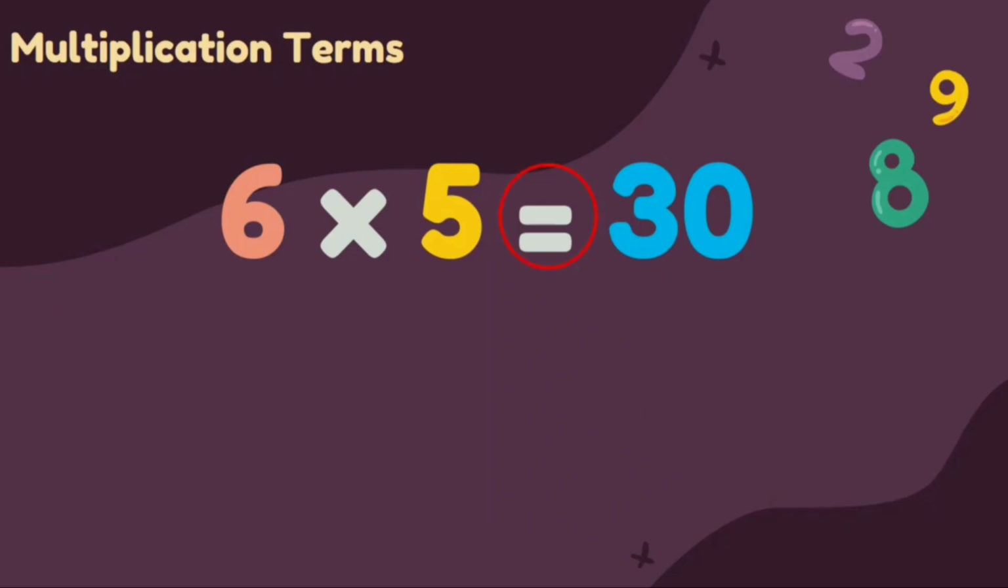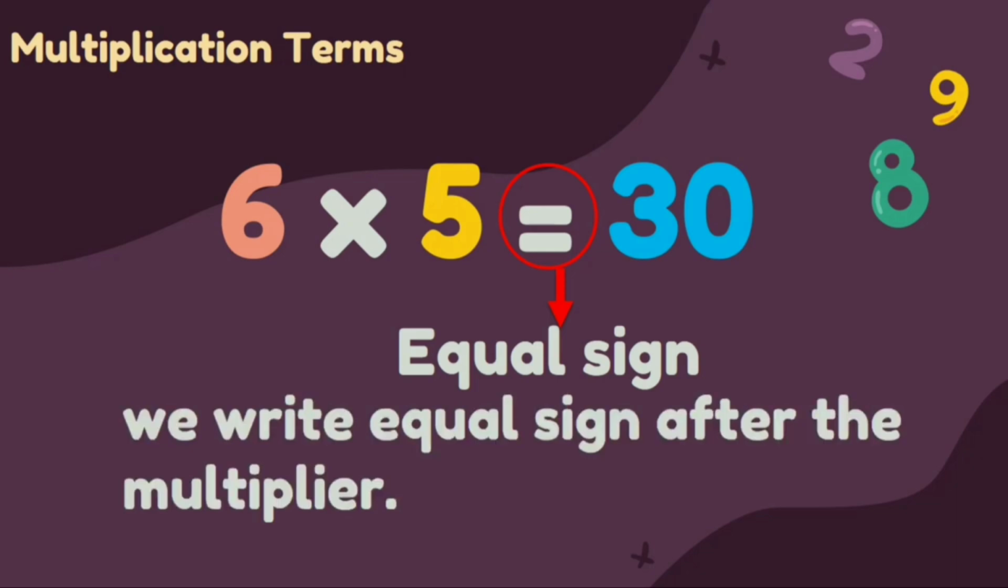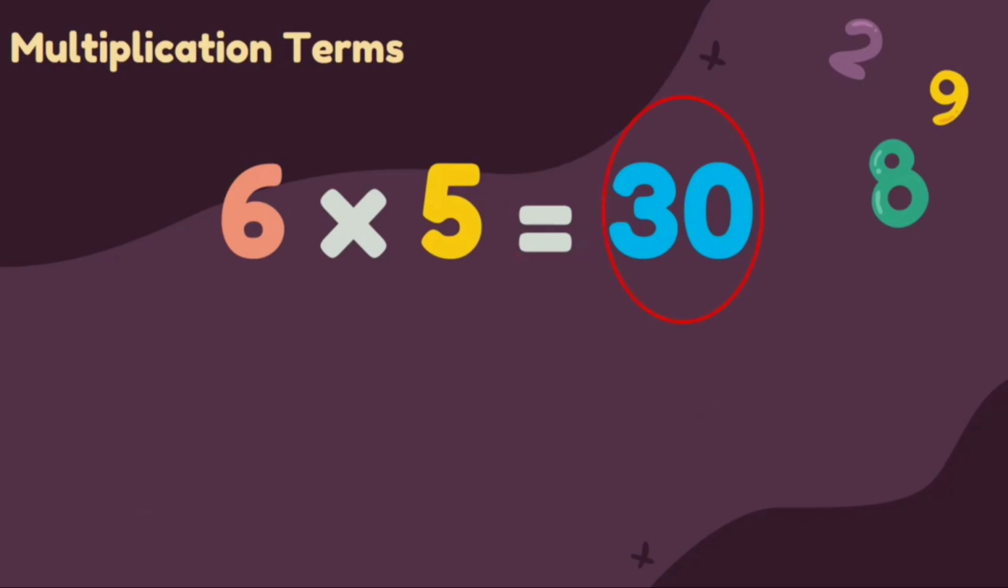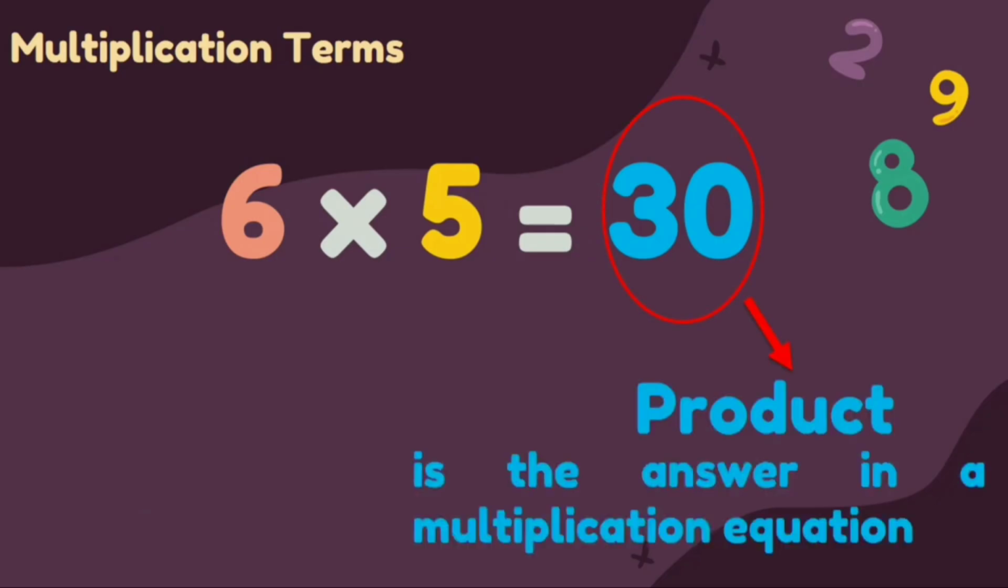We also have an equal sign. We write equal sign after the multiplier. 30. 30 is our product. Product is the answer in a multiplication equation.